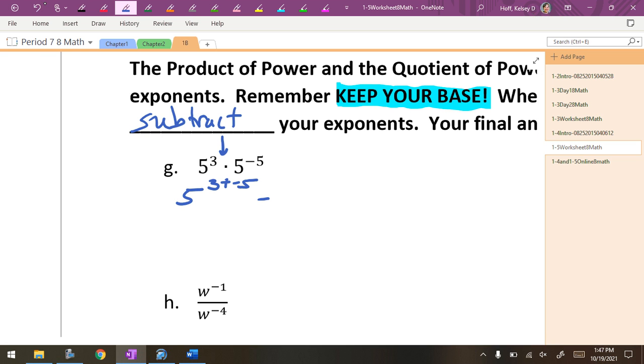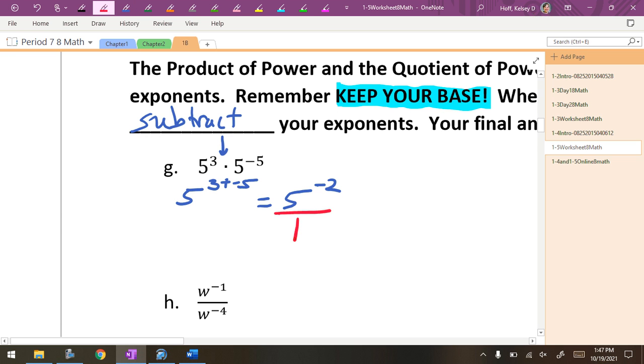Now think before you shout. I keep my base of 5. 3 plus negative 5 is negative 2. So here's the, and I use air quotes, new thing today. Can you leave that as your final answer? No, I can't have negative exponents.